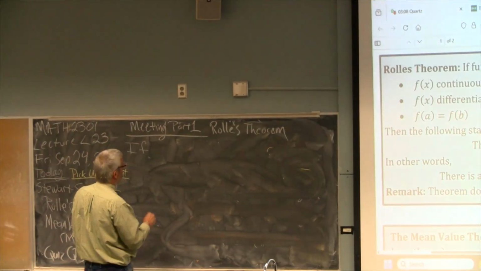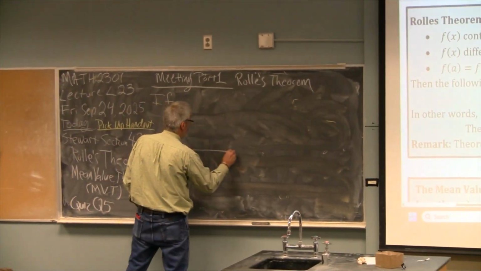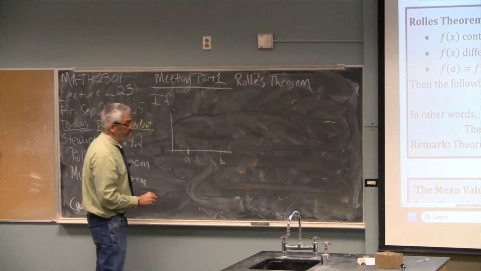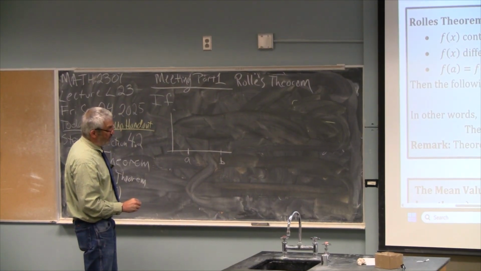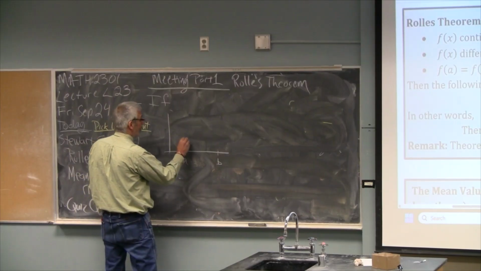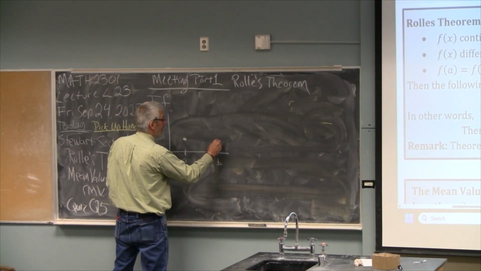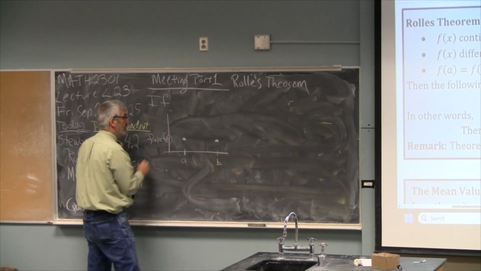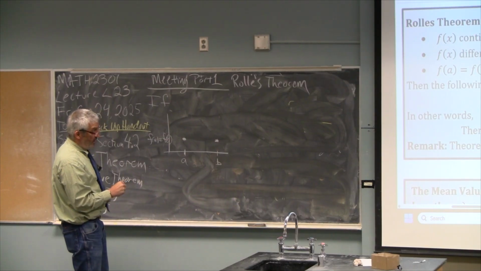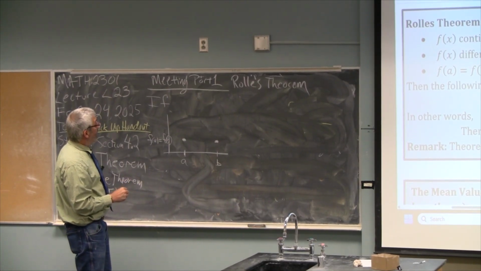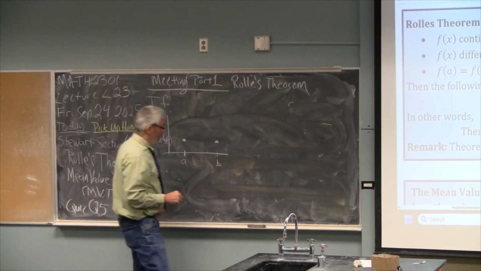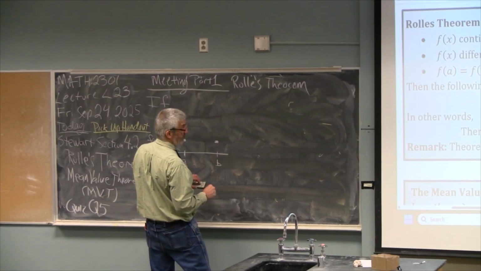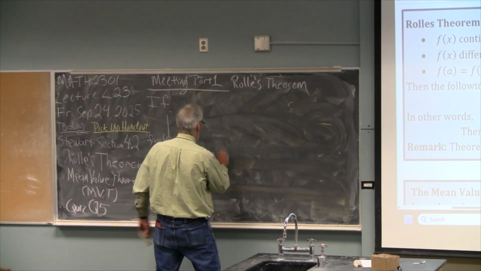I've got to have a closed interval AB. I got to have a function that's continuous on that interval and differentiable, but it's got to have the same height at the endpoint. So I'm going to put the endpoints on first. So f of A is the same as f of B. So we've satisfied the third requirement. Now to satisfy the first two, I've just got to have my function not have any breaks or jumps or missing points, and also be smooth. So I'm going to make this a little bit bigger.